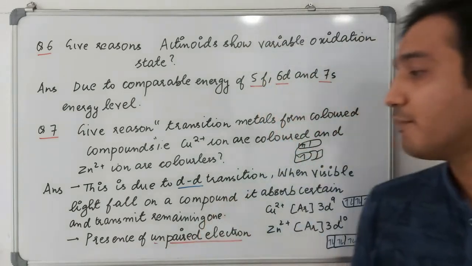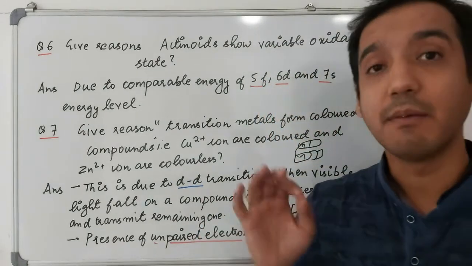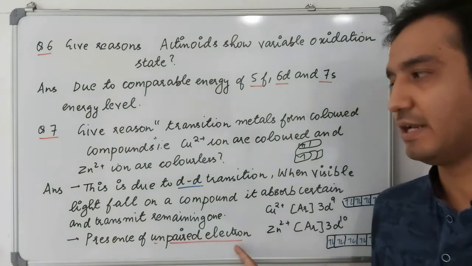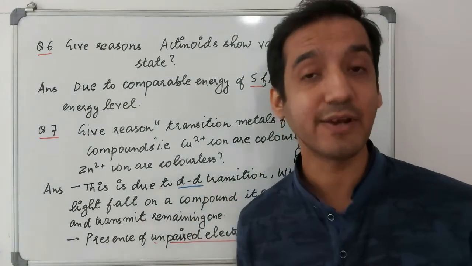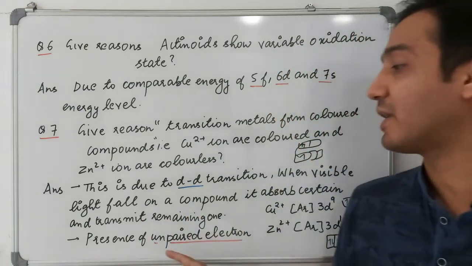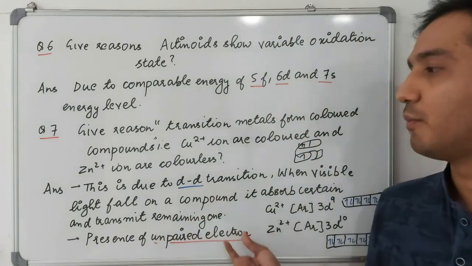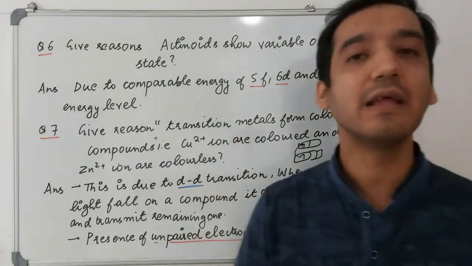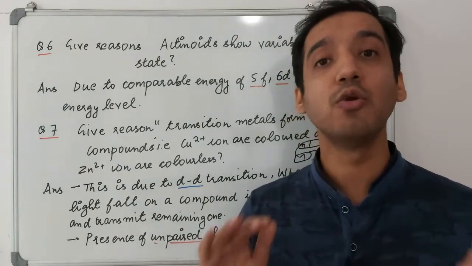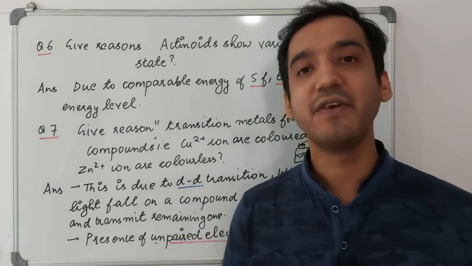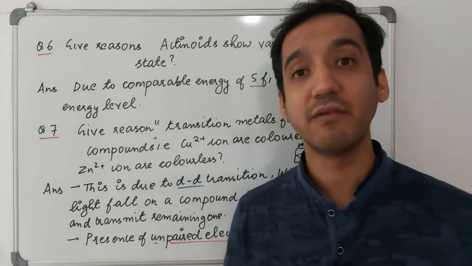Okay, and another important thing you have to remember, the compound should have unpaired electrons. Only when there is a single unpaired electron present can the electron jump from the lower d orbital to the higher d orbital, and then it will show color. If there are paired electrons, then no color will be shown. If d has 0 electrons, again no color will be shown.